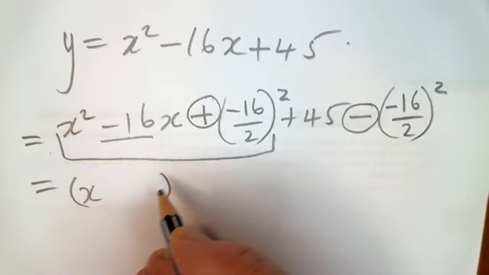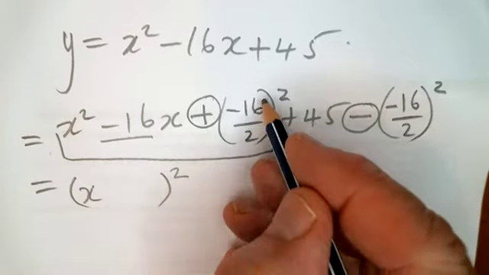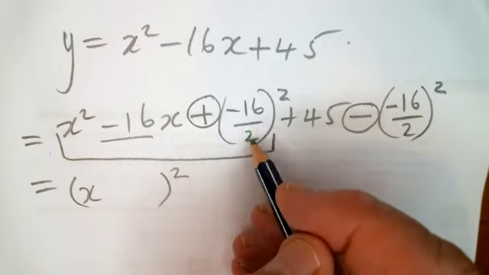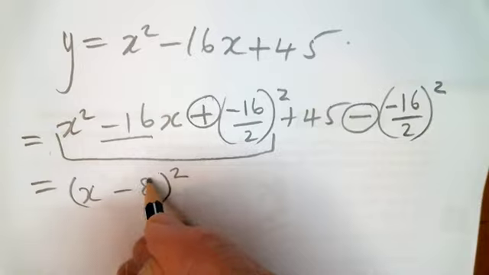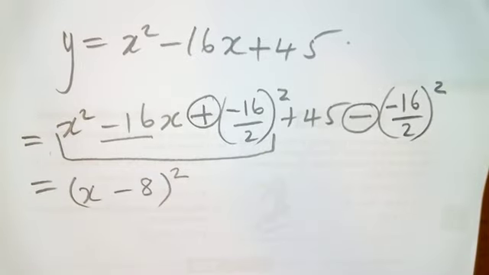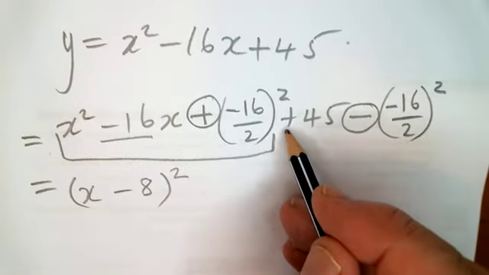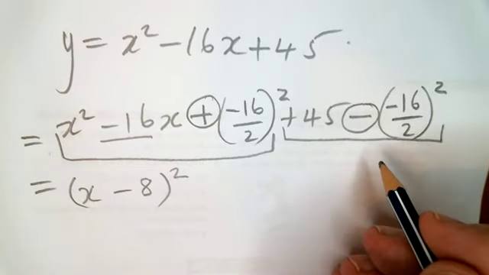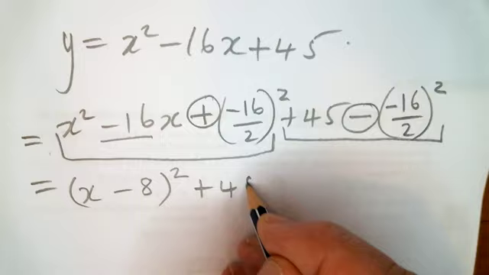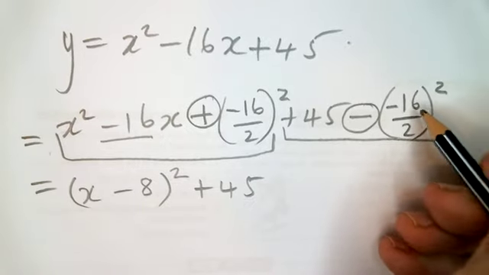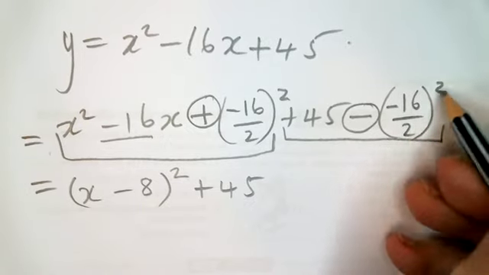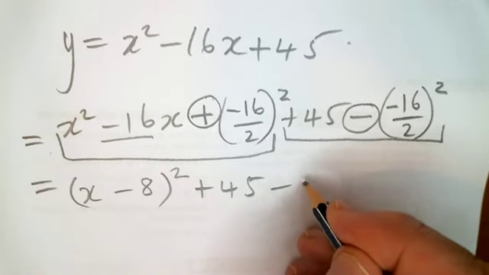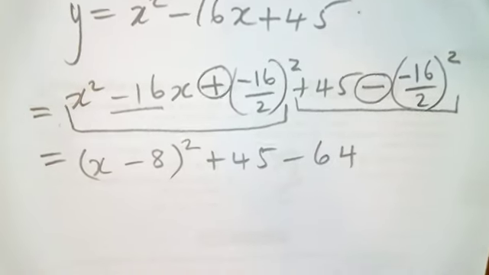I put an x here and a squared here, and the bit inside the brackets here, which is negative 16 on 2, or if you like, negative 8, is the completed square. I've now got this bit here, which I'm going to resolve, which is 45, minus 16 on 2, all squared, which is 8 squared, which is 64. So I've got 45 minus 64.